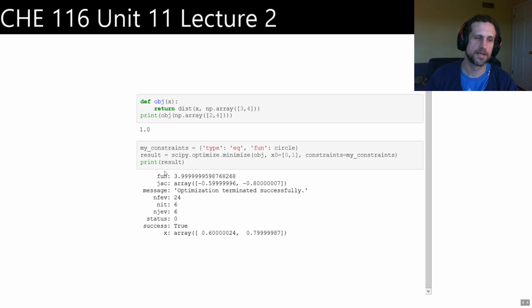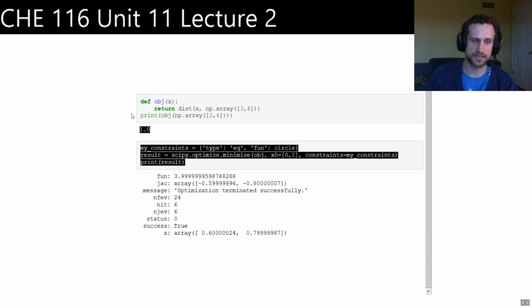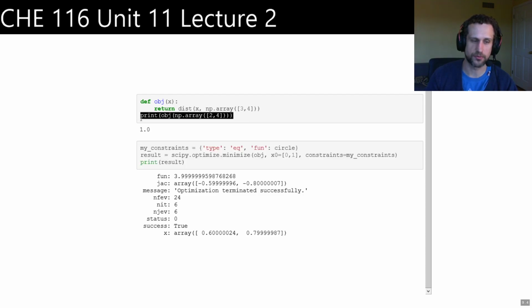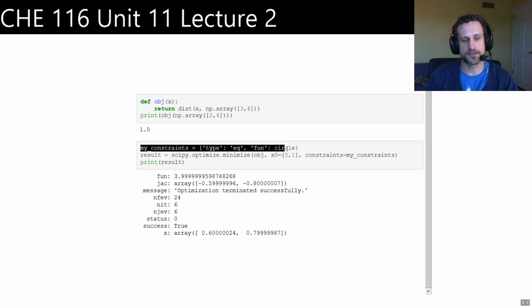Okay. Then I define my objective function, right? Like, what am I trying to minimize? I'm trying to minimize how close I am to that point. So I use my distance function. So here's my objective function. My distance function takes in the point xy, and then it computes the distance from the point 3, 4, which is what I said I wanted. And then I just test it out. This is just me testing out the function to make sure it works. Now to set up the constraint, we have to tell Python if it's an equality or an inequality.